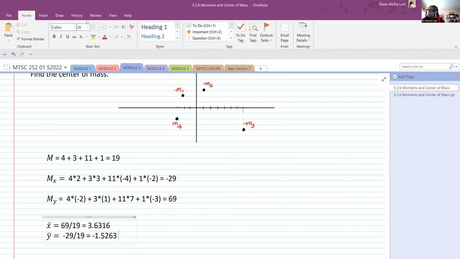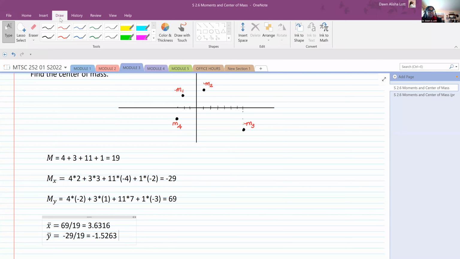Okay, so now my center of mass is to go 3.6 here, down 1.5, so roughly right around there. So that is X bar, Y bar, right there, center of mass. I made it blue.